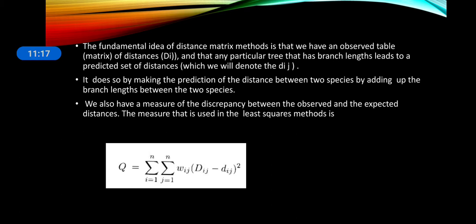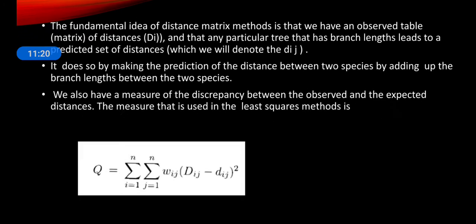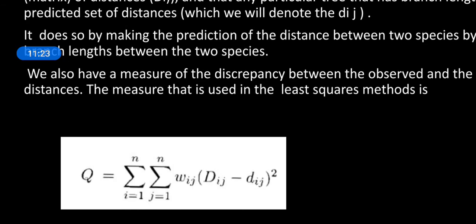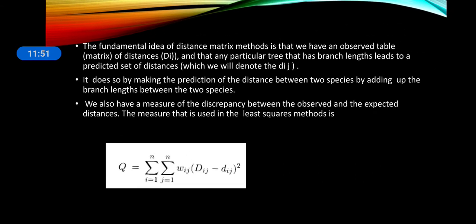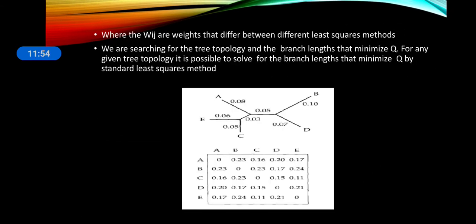So in the case of the least square method, we will use this formula to calculate the distances between two species. It is Q equals sigma i equals 1 to n, sigma j equals 1 to n, wij into (Dij minus dij) the whole square. Here small dij is the branch length-based distance, and capital Dij is the observed distance. These wij are weights that differ between different least square methods.